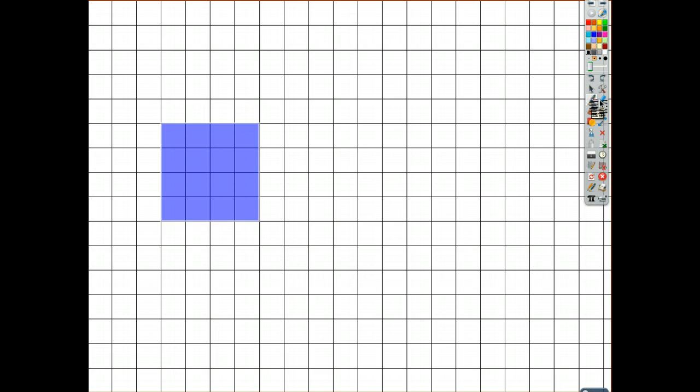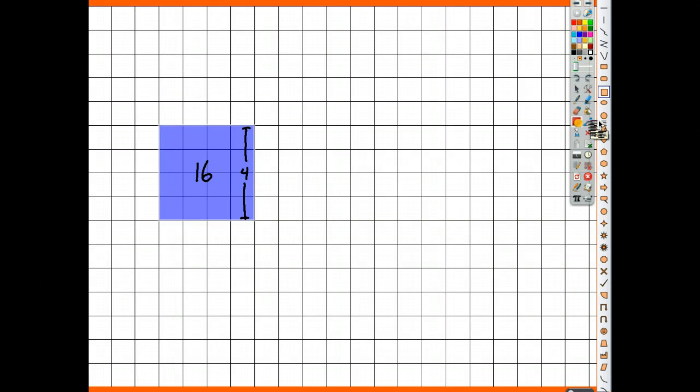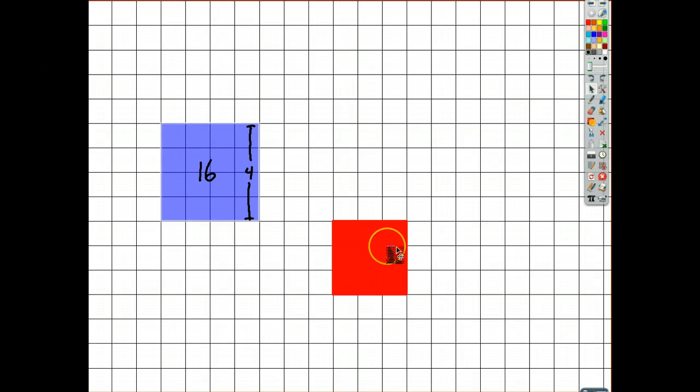So I've got this thing. It's 16 spaces and it's 4 wide, right? Each side is 4 units long. So when you multiply it, 4 times 4, you get 16. Well, let's do that, and then let's say another square. We'll make a red square, and let's make it a side length of 3. So it's a 3 by 3 rectangle. Oh, I'm sorry, 3 by 3 square.